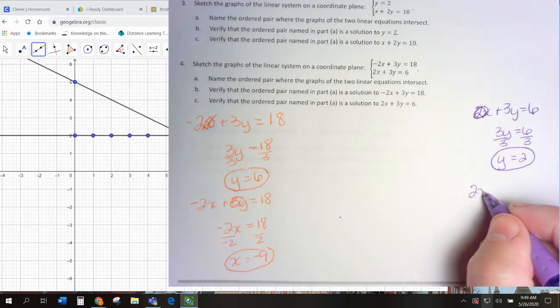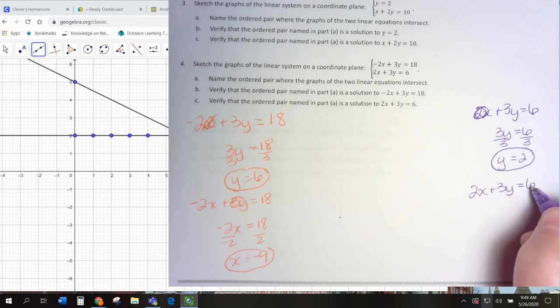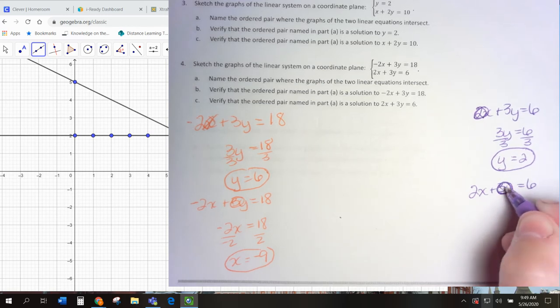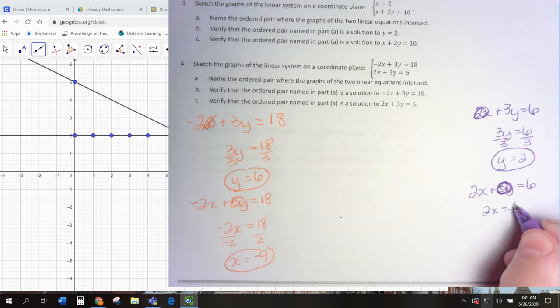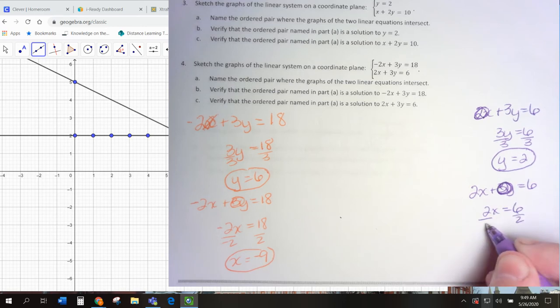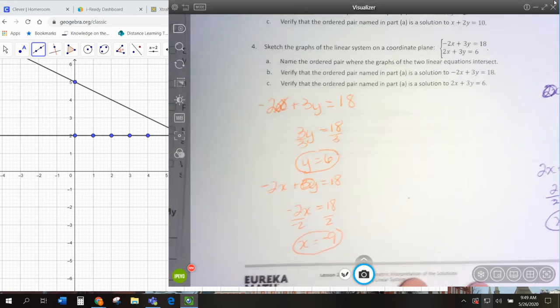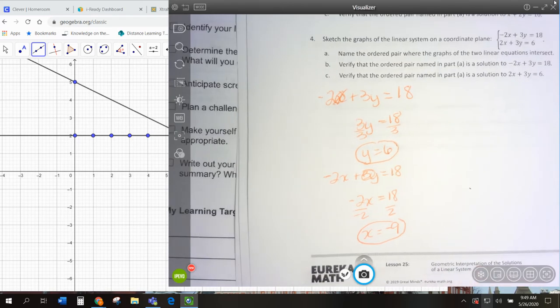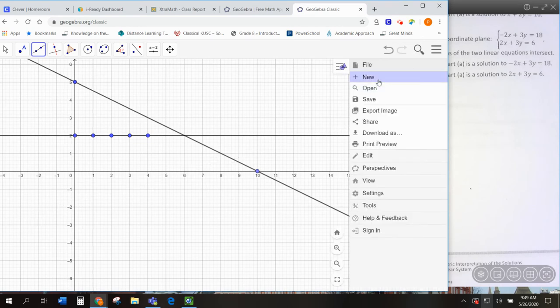And then let's find our x-intercept. So I'm going to make y 0, so 3 times y 0, so I end up with 2x equals 6, divide by 2, and x is going to be 3. So we can graph these two lines. I'm going to come back over to here. I'm going to clear this out.